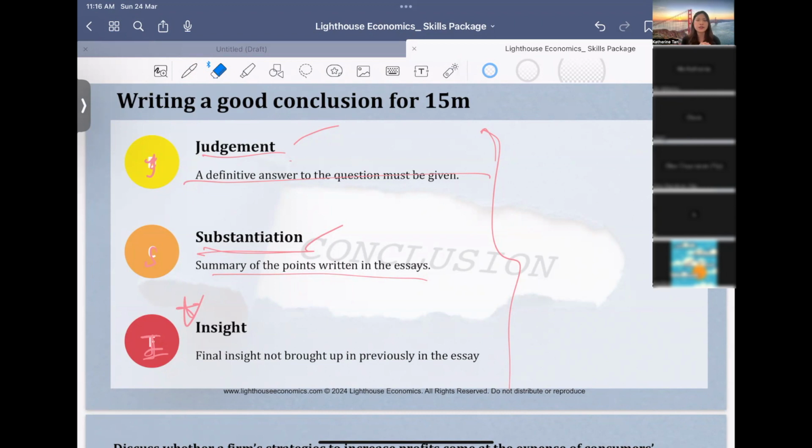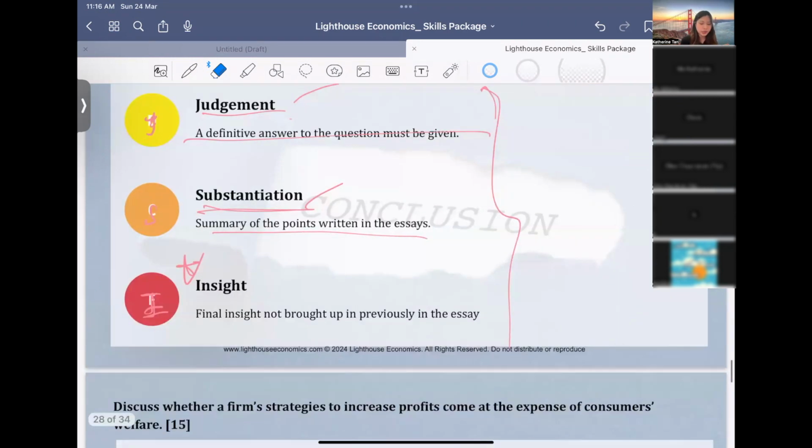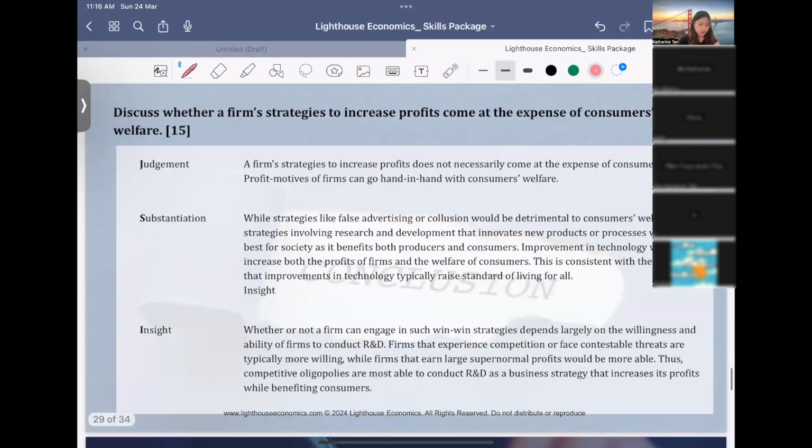Or you can say it depends on the nature of the economy. So maybe for small and open economies like Singapore, exchange rate is better. But for large economies such as the US and China, then interest rate policy is better, something like that. So you must bring in something that has not been mentioned before.